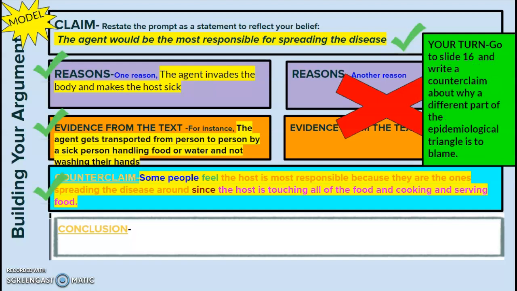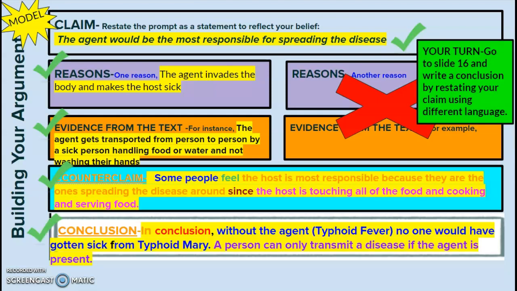On slide 14, she added in her counterclaim that some people may feel the host is most responsible because they are the one spreading the disease around, since the host is the one touching all the food, cooking, and serving. And then on slide 15, she added in her conclusion. So in conclusion, without the agent of typhoid fever, no one would have gotten sick from Typhoid Mary. A person can only transmit a disease if the agent is present.